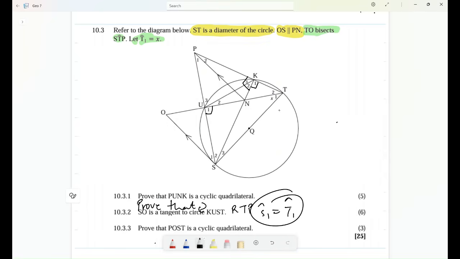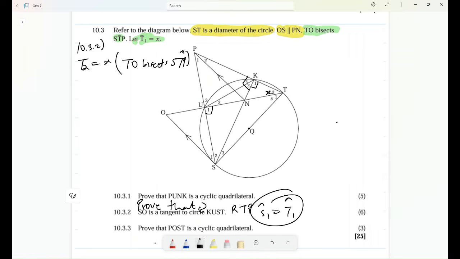Now let's see. The first thing that I can see is that I know that T2 is equal to X. Let me do it here. T2 is equal to X. Why am I saying that? Remember, TO bisects STP. Then another thing that I can see, I want to reach here.